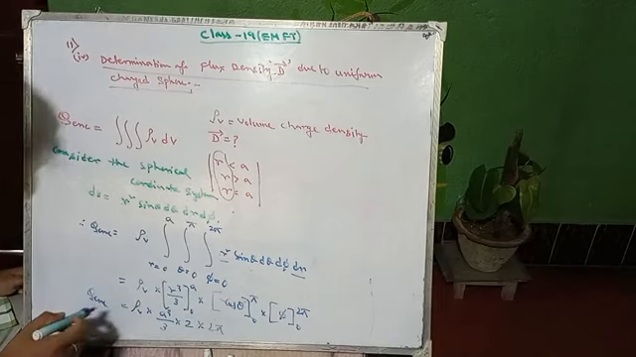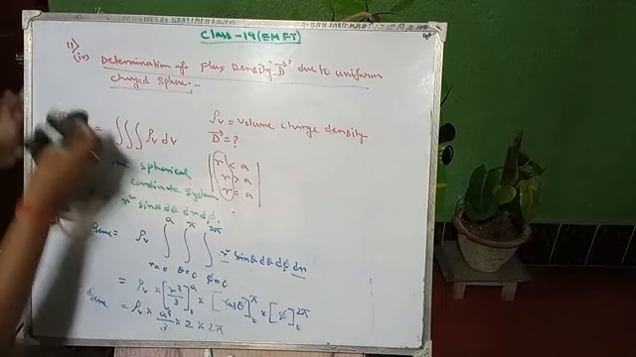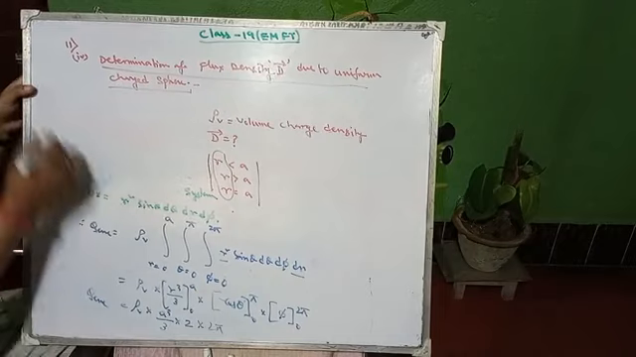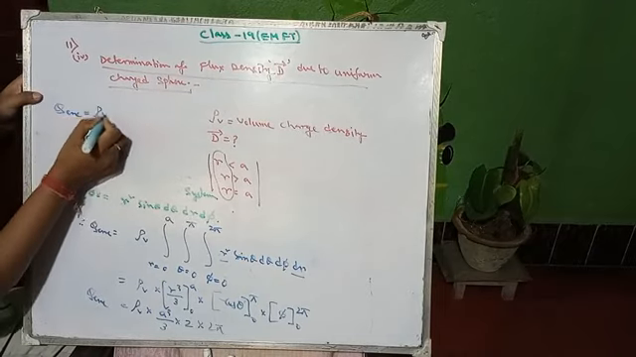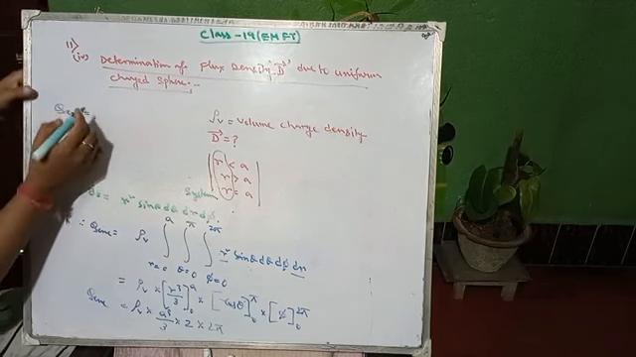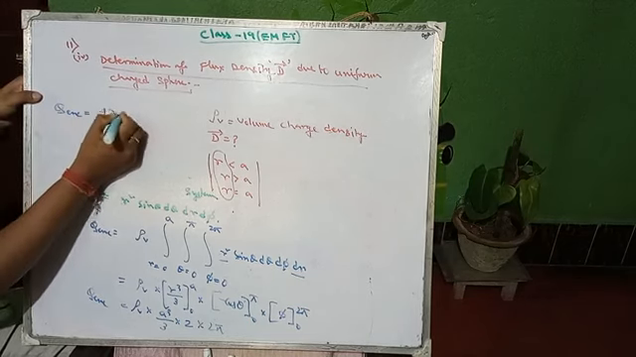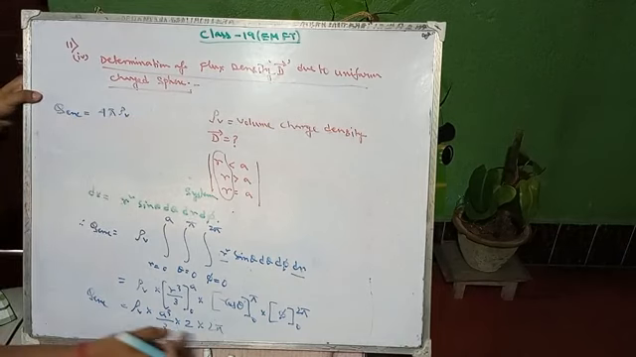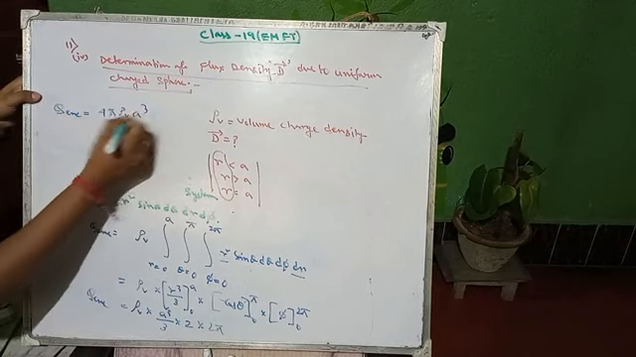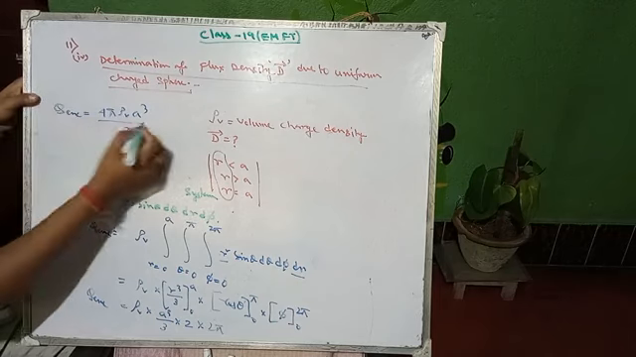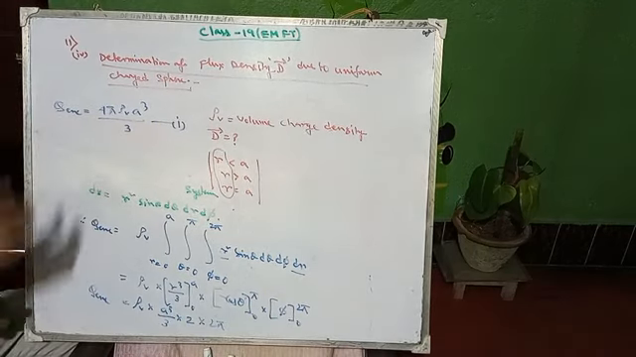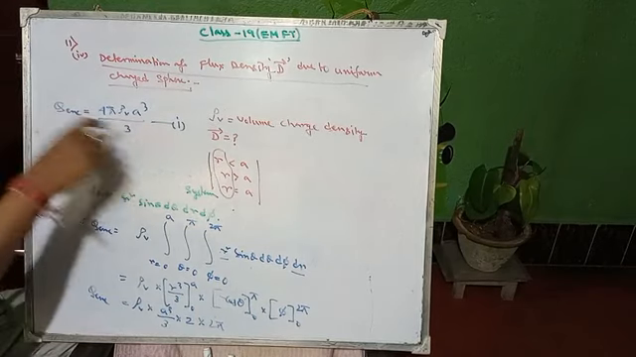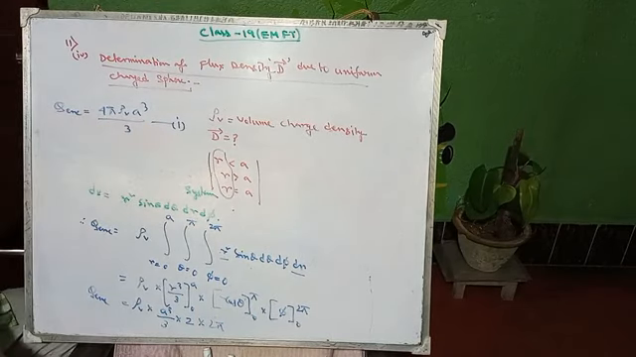So what will be your answer? Your final Q enclosed equals 4 pi rho v a cube by 3, right? So make this equation number 1. Whatever charge is enclosed by the system inside this sphere will be equal to 4 pi rho v a cube by 3.